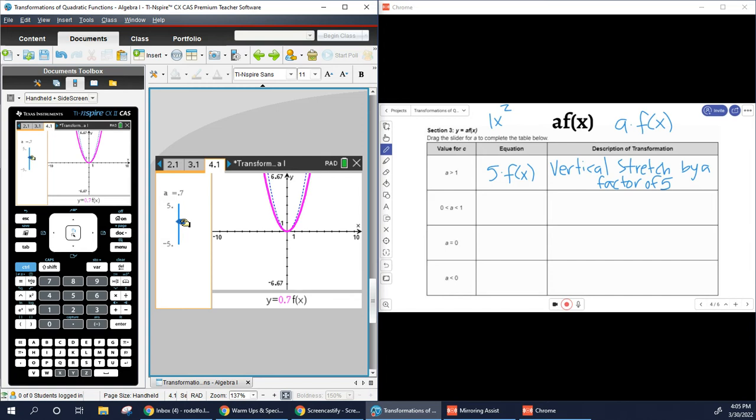As I start to lower this number, what happens to the parabola? Yeah, it gets wider, right? So instead of saying it's narrower or skinnier or vertically stretched, now we're saying this is a vertical compression. It's going to compress. It's going to get wider, okay? And the lower the decimal or the lower the fraction, right? Here, let me move this a little bit higher. The wider it gets.